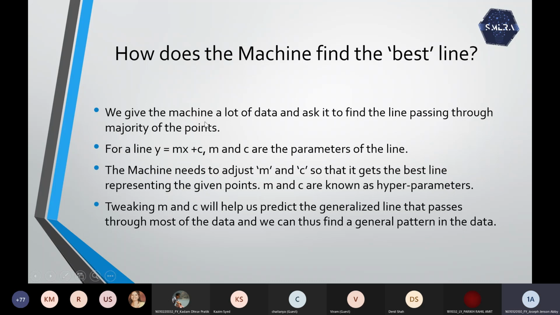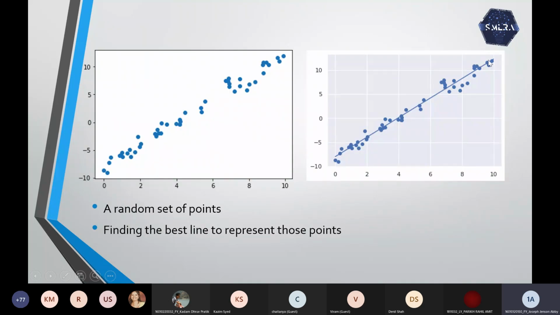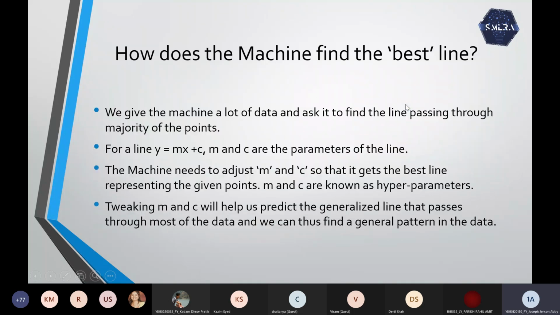Now, I've told you that our job is to find the best possible line which passes through the data, right? So we need to plot the line like this. But how does the machine know what is the best line? The machine itself will figure out how to find the best line. For that, we have algorithms. So we are currently understanding how the algorithm works.